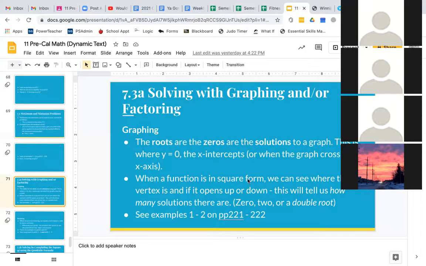All right. When a function is in square form, we can see the vertex. That's nothing new. We can see if it opens up or down, and this will tell us how many solutions there are. This will tell us basically how many times it crosses the x-axis. We'll see this visually in a second.